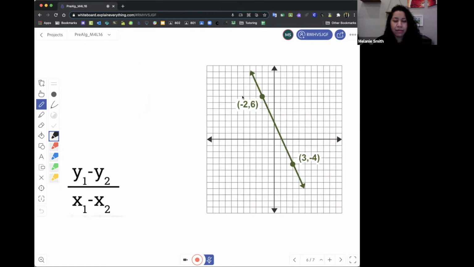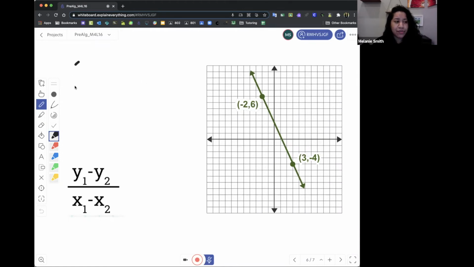Okay, second problem. Now this one, I can tell my slope is probably going to be negative, because if I had my stick person right here and they were walking from left to right, they would be walking down a hill. So I'm going to end up with negative slope on this problem.